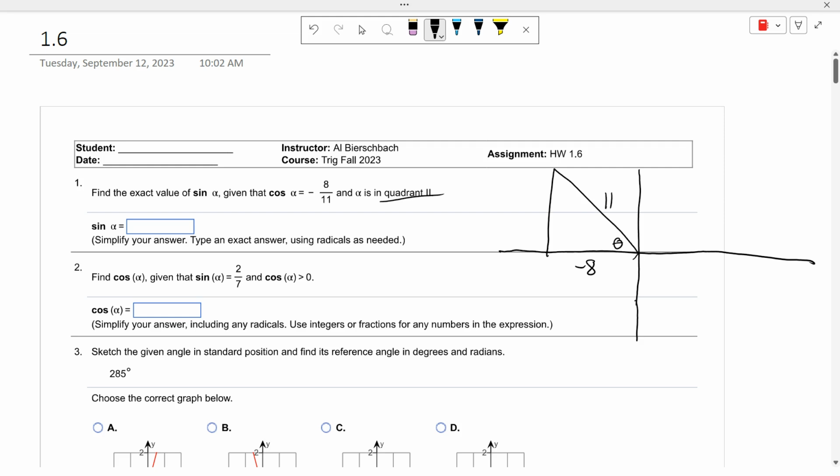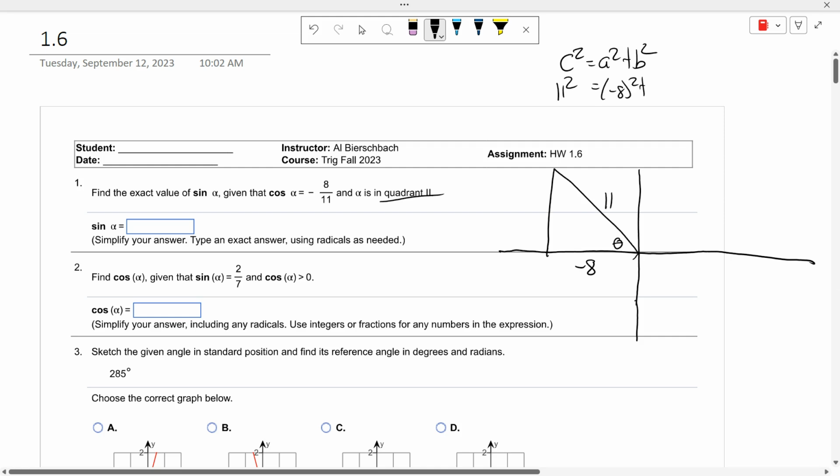Now, if I want the sine, I'm just missing this side of the triangle, right? And opposite over hypotenuse will give me the sine, so I have to do the Pythagorean theorem to figure out what that side is. So Pythagorean theorem, c squared equals a squared plus b squared. 11 squared equals -8 squared plus b squared. 121 equals 64 plus b squared. Subtract 64 from each side. I get 57.